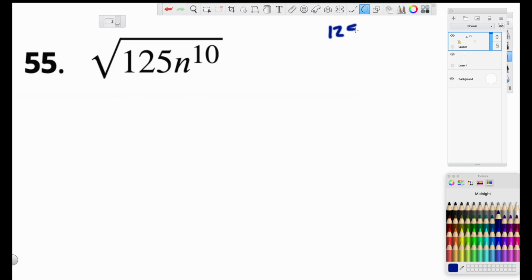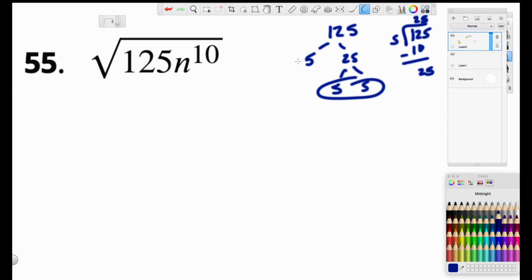125 ends in 5, so a 5 goes into that. Let's take a 5 out. 125 divided by 5: 5 goes into 25 five times. It's 25, right? 5 quarters make up $1.25. So I have a pair of 5s and an odd 5.